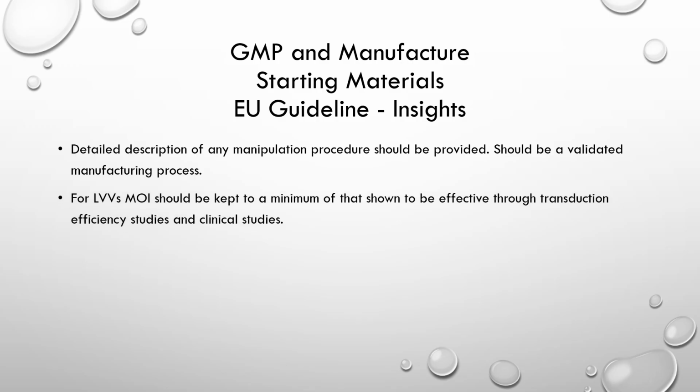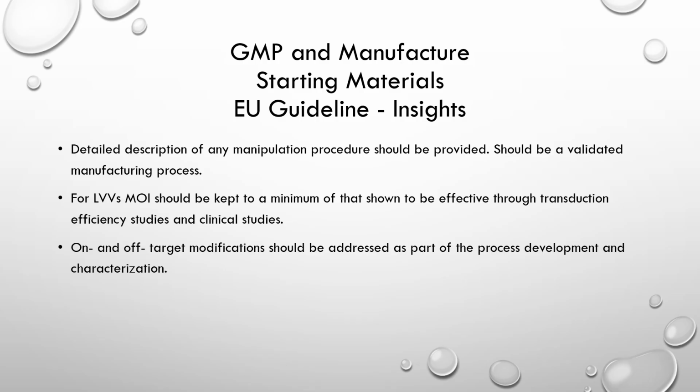Your multiplicity of infections should be kept to a minimum, but it has to be effective. You have to show that it's effective, and you get the appropriate level of gene expression and your receptors on your T cell surface. You need to address your on and off target modifications as part of your process development and characterization.